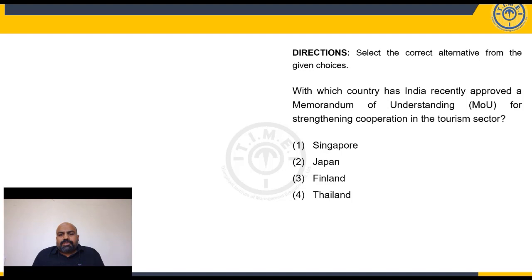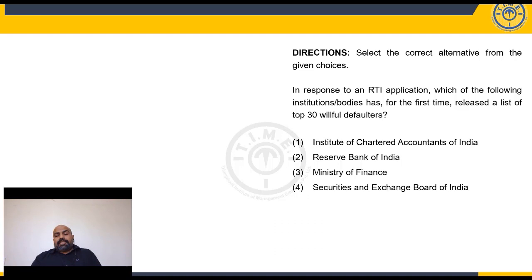And Japan, we know. Thailand, we know about each of these countries. And you know, tiny Singapore receives as many tourists as India does. Thailand receives more tourists than India does. In response to an RTI application, which of the following institutions has for the first time released a list of the top 30 willful defaulters in the country? RBI, friends, the Reserve Bank of India.